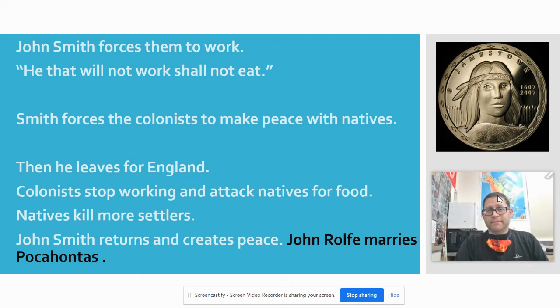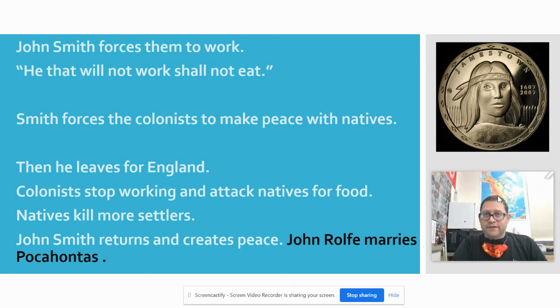He forces them to make peace with the natives because they thought the natives were below them and that they should be able to go out there and take whatever they want from the natives. And the natives didn't really like that. So he leaves for England. The colonists stop working and they attack the natives.